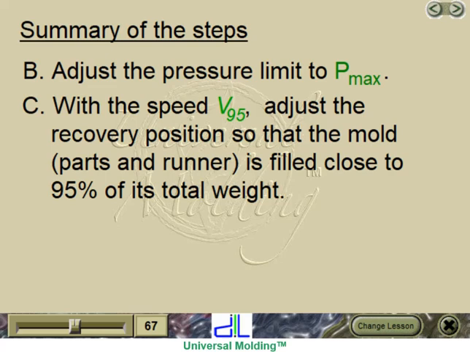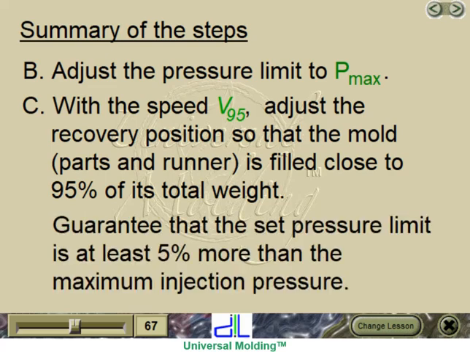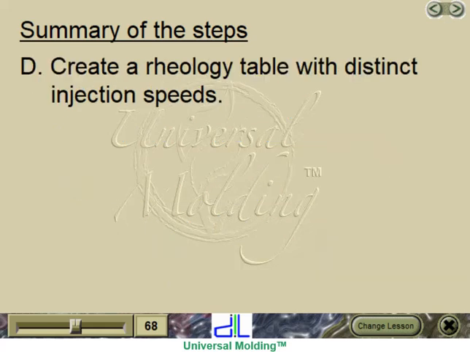C. With the speed V95, adjust the recovery position so that the mold, parts, and runner is filled close to 95% of its total weight. Guarantee that the set pressure limit is at least 5% more than the maximum injection pressure. D. Create a rheology table with distinct injection speeds.